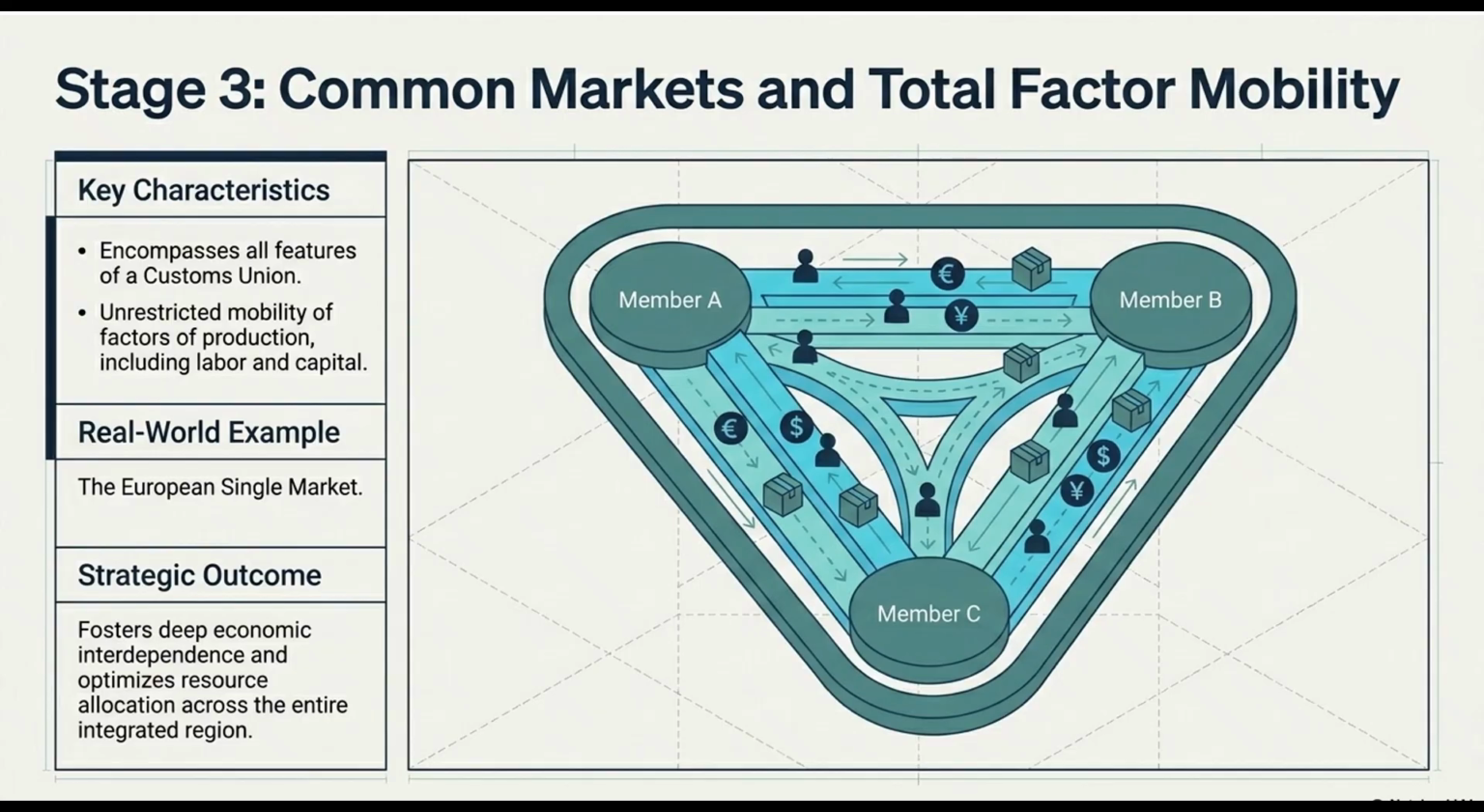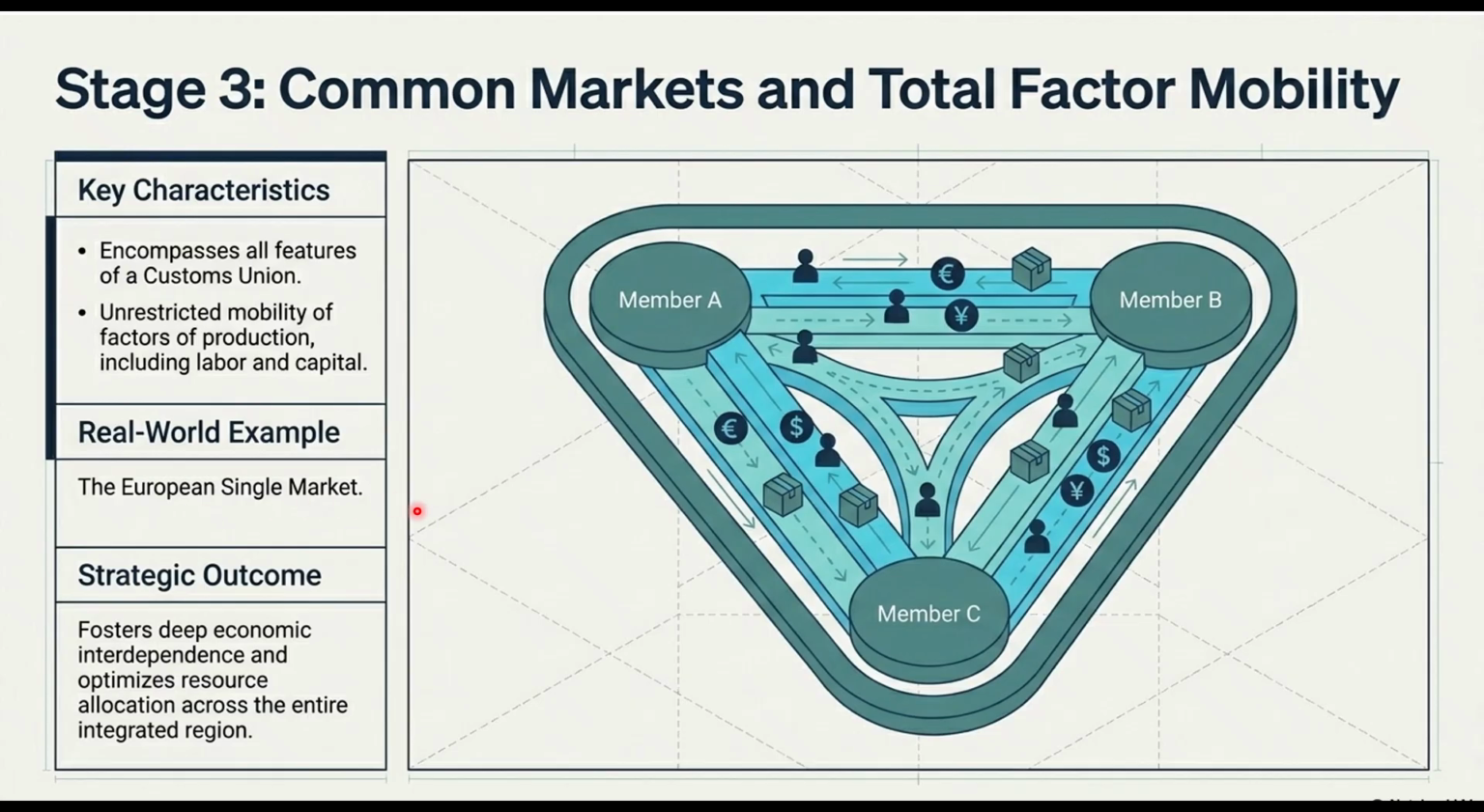Okay. So what were the key characteristics? It encompasses all features of a customs union and unrestricted mobility of factors of production. What are the factors of production? Land, labor, capital, and entrepreneur, right? Land is not movable, that's why we are not mentioning that.